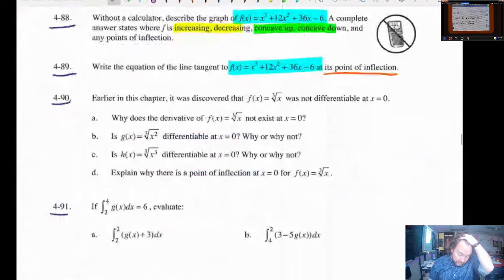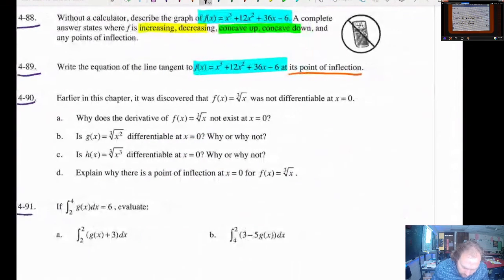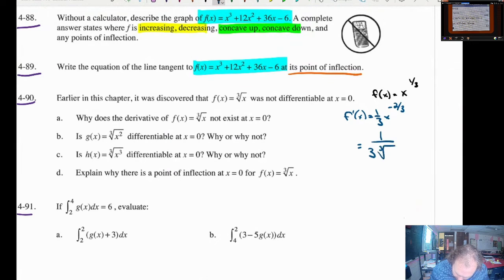Earlier in the chapter, it was discovered that f of x equals the cube root of x is not differentiable at x equals 0, which it is not. Why does it not exist? Well, let's just try to find the derivative of the original function, f of x is equal to x to the 1/3 power. F prime of x then would be 1/3 times x to the negative 2/3 power. And if we rewrite that, it's going to be 1 over 3 times the cube root of x squared.